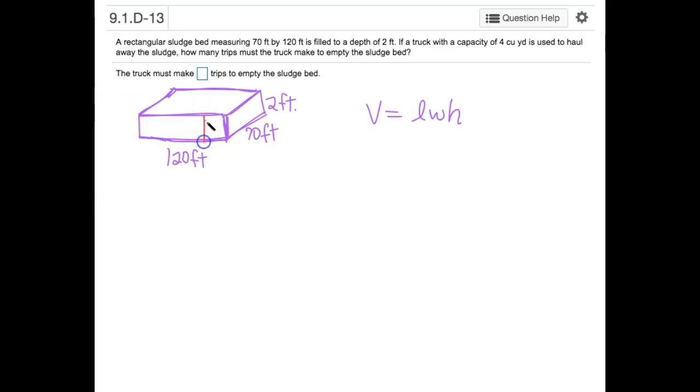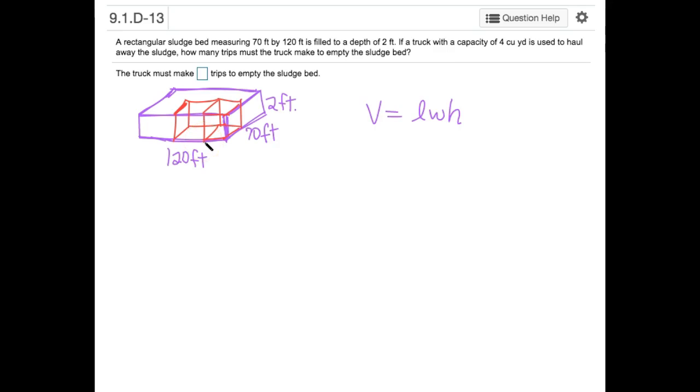You're going to cut out and haul away the sludge in little 4 cubic yard increments. So if that little red box is 4 cubic yards, that part of the sludge will be gone with the first trip. And then on the next trip, you're going to take 4 more cubic yards. So this rectangular sludge bed gets broken into little sections.